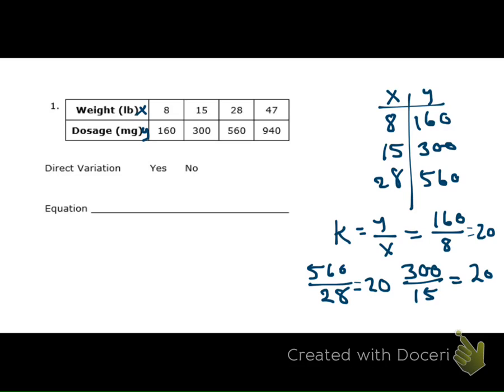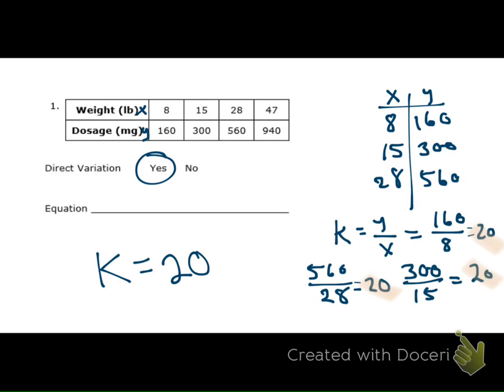Now, since all of these numbers came out to be the same, that means that my constant of variation is 20, and this has direct variation, because it is a proportional relationship. Therefore, it is a direct variation. So I can say that my dosage varies directly with my weight.